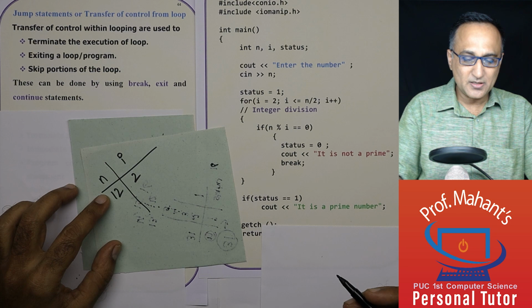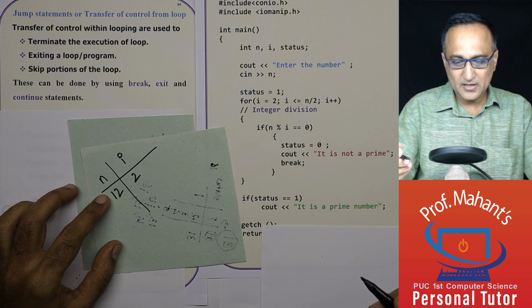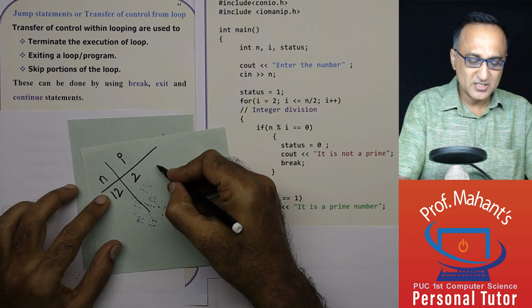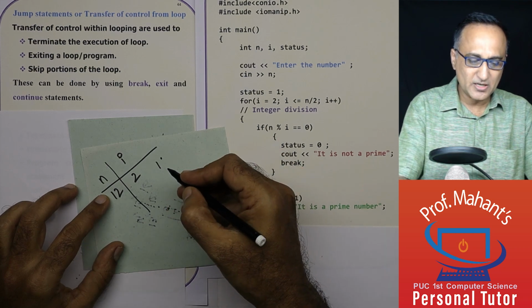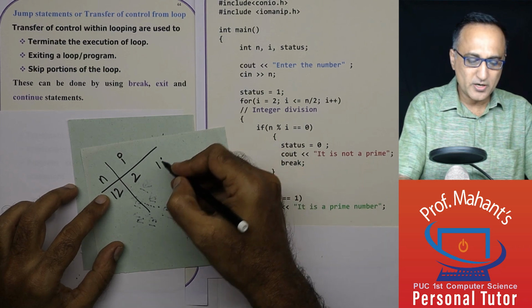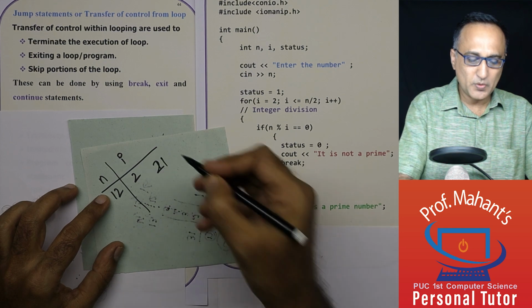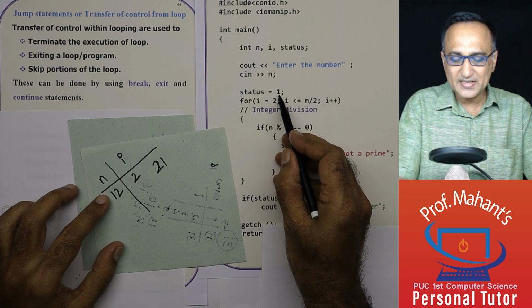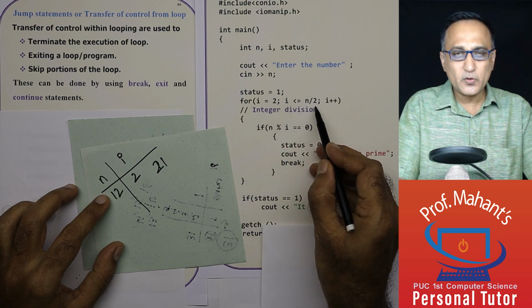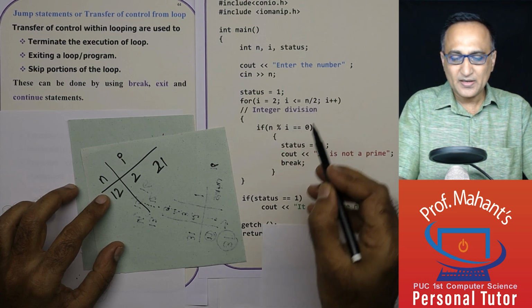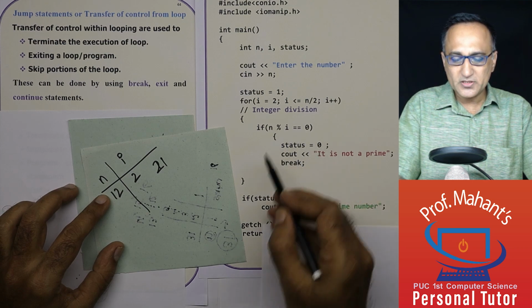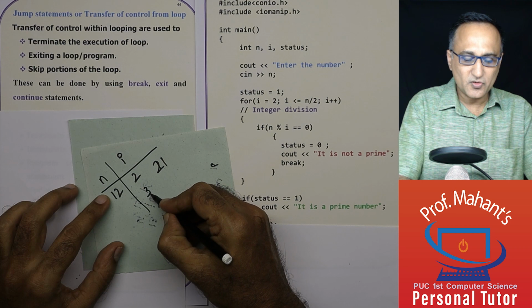Let us take a number, say 16. All right, 16 also is an even number. So let's take a number which is odd and happens to be not a prime number. 21. Let's say number is 21. I is 2. Status is 1. 21 by 2 is approximately 11. 21 divided by 2 equal to 0. This is false. I now ends up becoming 3.